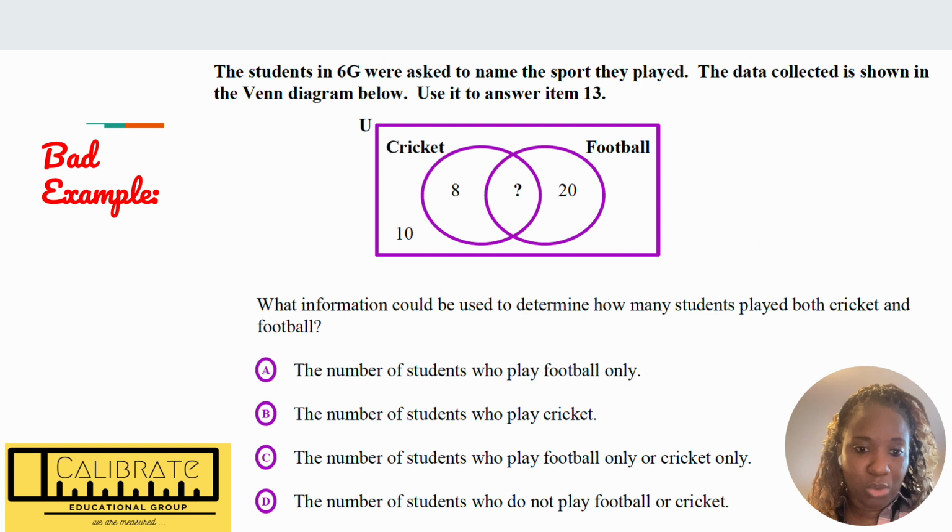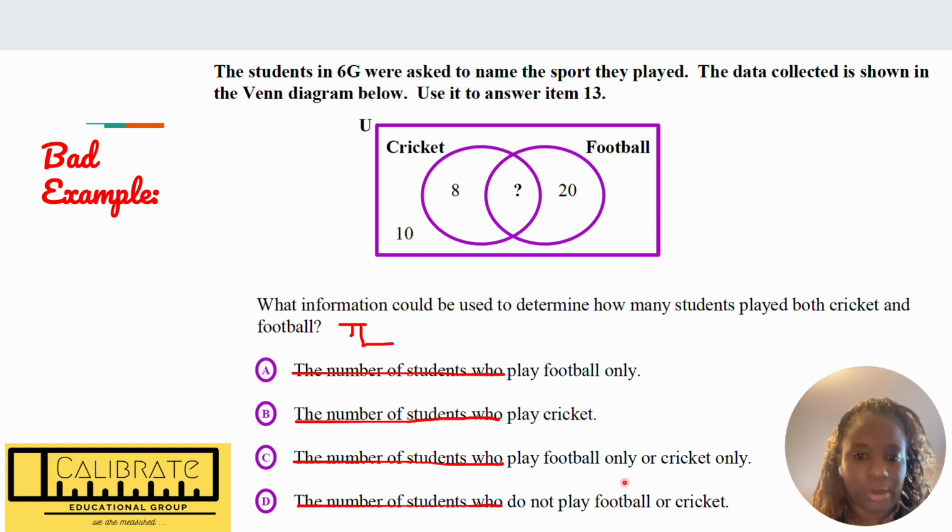So it says the number of students who in each case, and therefore at this point we need to remove the number of students who from each of these distractors, and then put this in the stem as stated earlier. Therefore we would have, what information could be used to determine the number of students who played both cricket and football, and then we would say the number of students who, and then you put a dash and says play football only, play cricket only, do not play football or cricket. So here you have it.